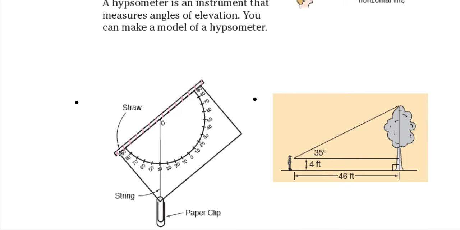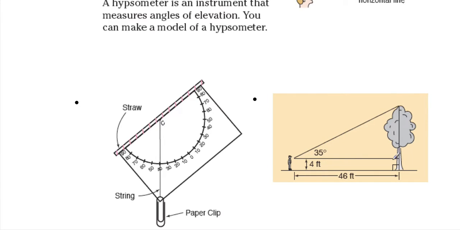Tape it on an index card, and this is a piece of plastic straw, and you attach a string with a paper clip to the piece of straw. What you want to do is look through this piece of straw with one eye, and another person can measure the angle by which the straw goes up. So let's say, for example, you want to measure the height of this tree, and this is your hypsometer. You look through the straw all the way to the top of the tree.